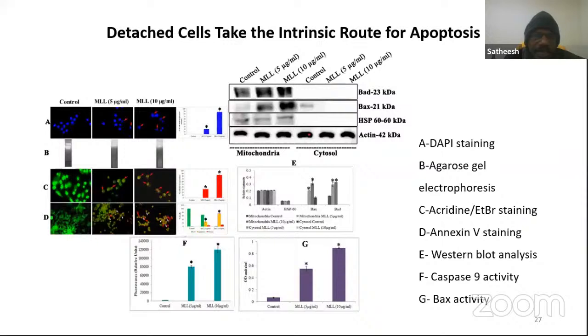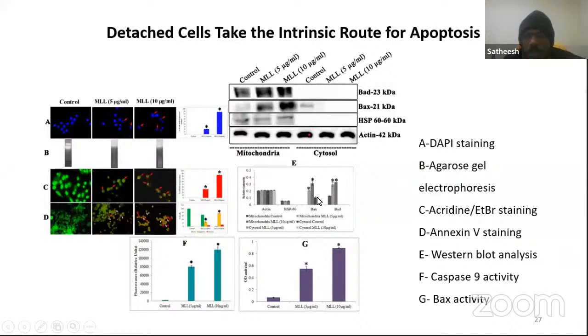We can see that when you have MLL at 5 microgram and 10 microgram, in the mitochondria the BAX, BAD, and HSP60, all of which are pro-apoptotic proteins, are expressed. In the cytosol, they are not present. There are different methods by which we have identified this.